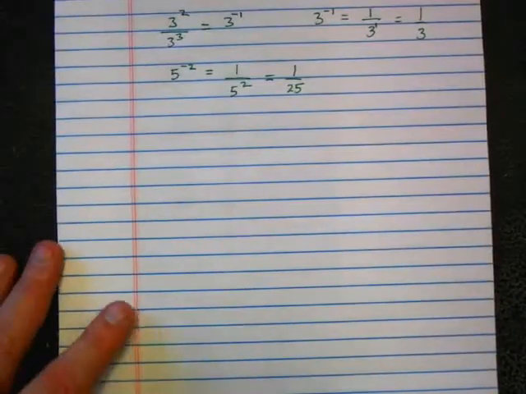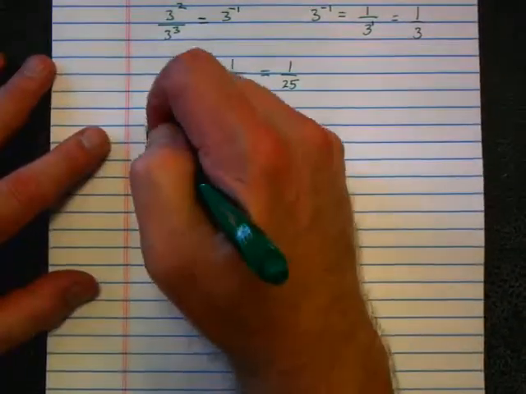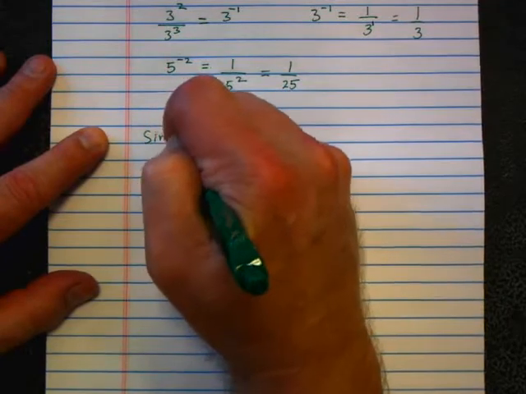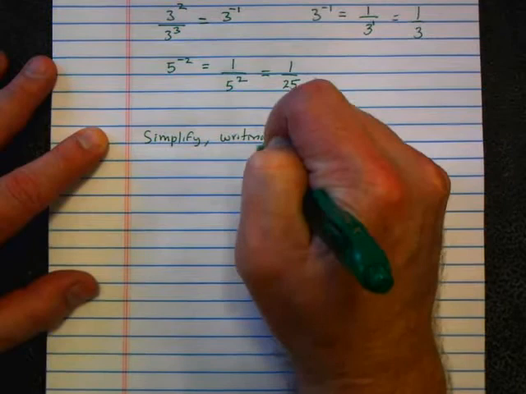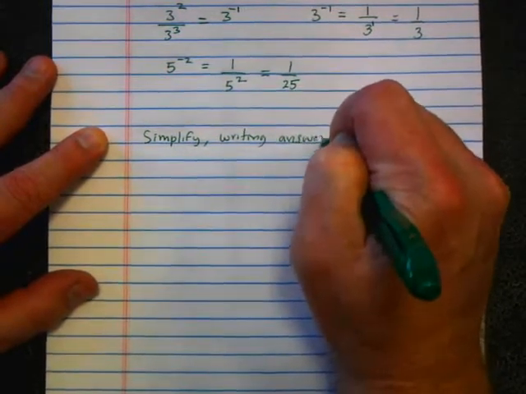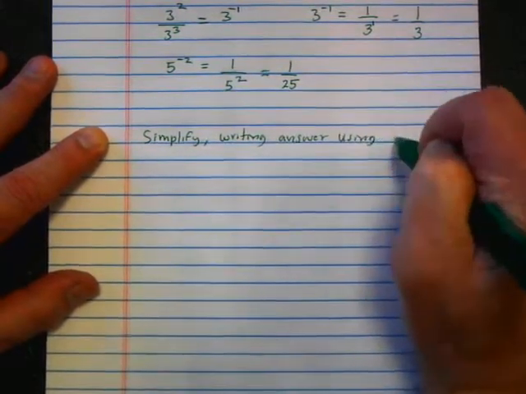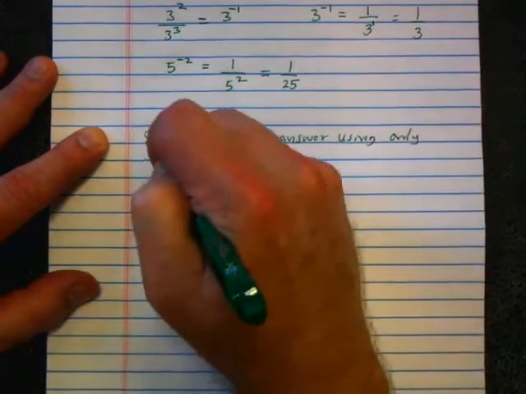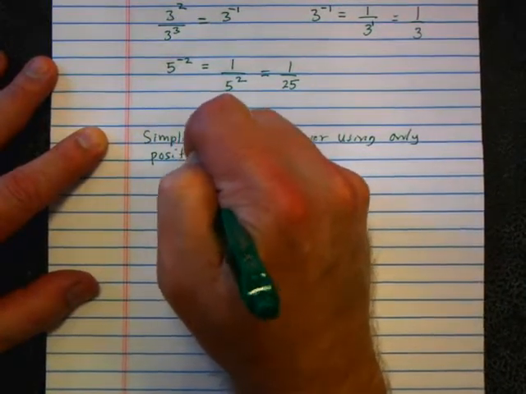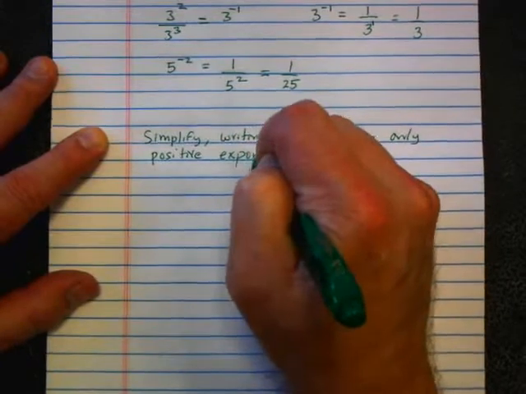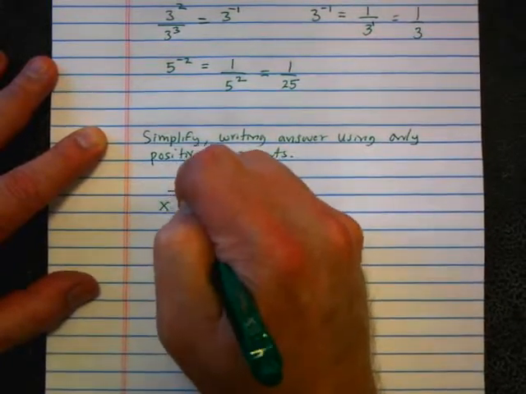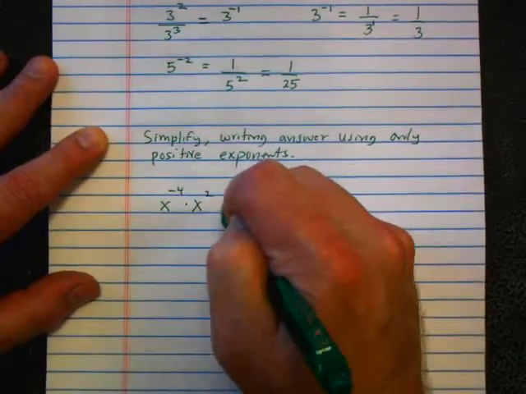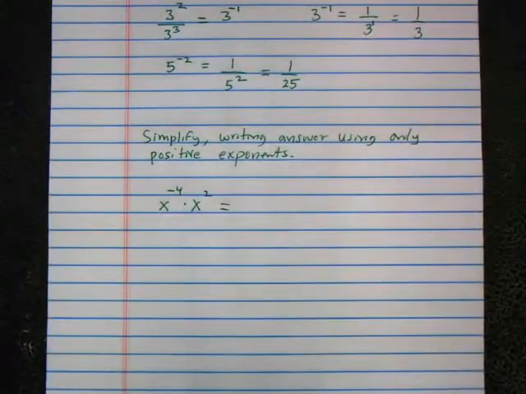All right, so a typical problem you're going to see is going to look like this. Simplify, writing answers using only positive exponents. So I might ask you, what's x to the negative 4 times x squared?